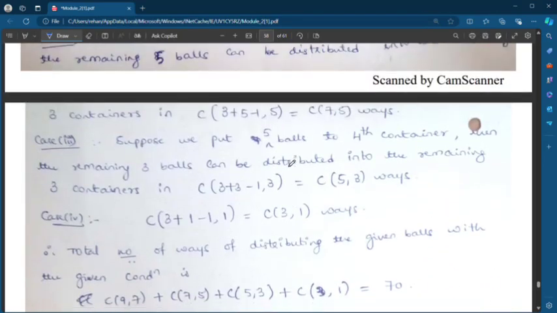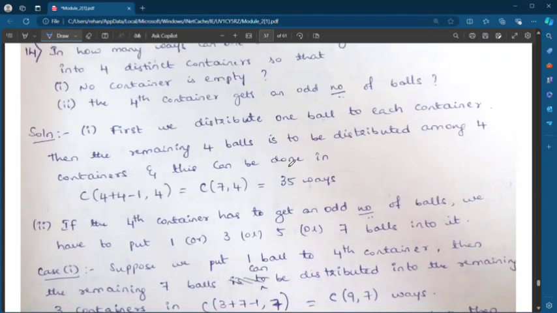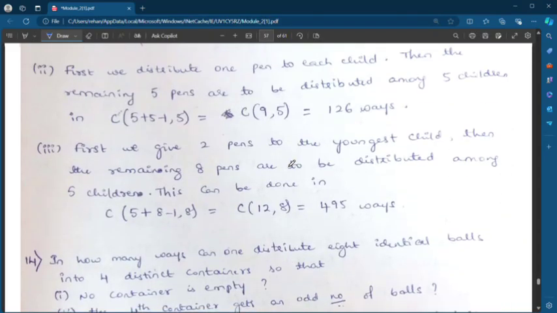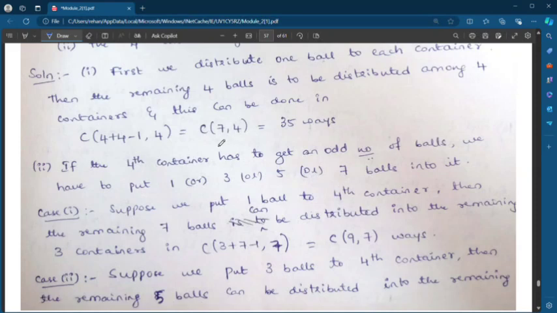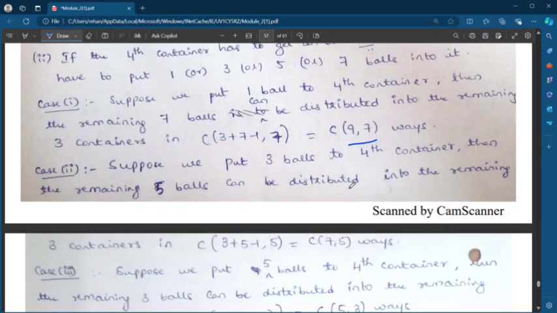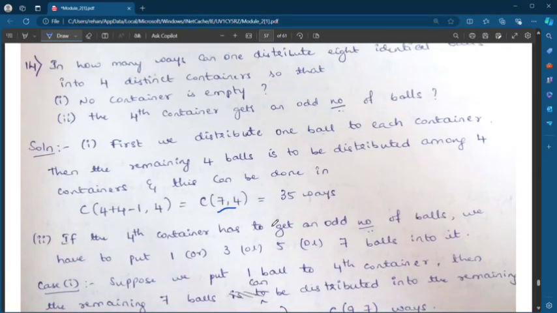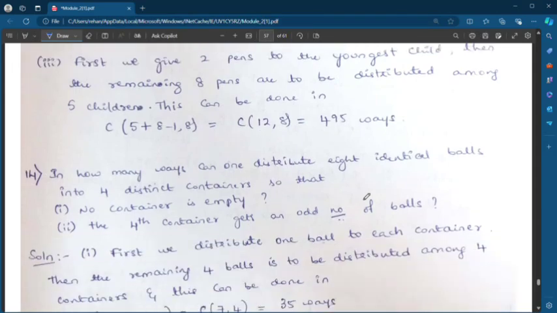Theory type it is, just try to get it in such a way. It's not that difficult. Here only the value of n will be changing. Now see here, here 7C4, here 9C7 and case 2. Then case 3, again 7 comma 5, here 7 comma 4. It depends on the given conditions.